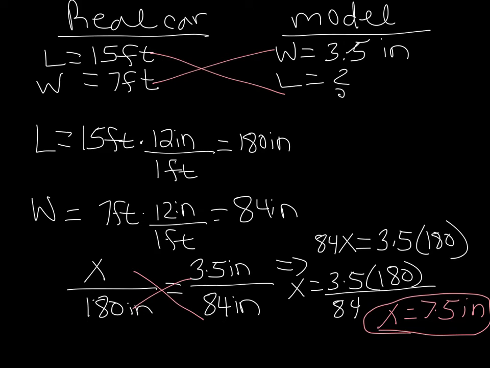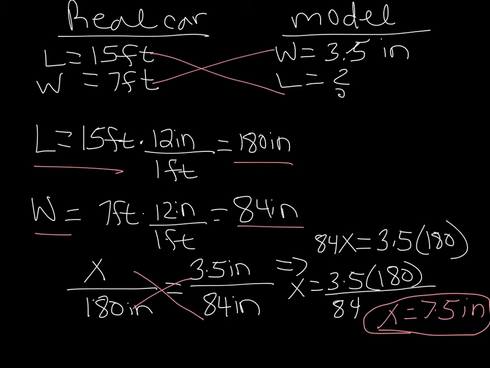So I chose to convert the length of the real car to inches and the width to inches, and then we could set up a proportion. Everything has to be in the same units here. So I took the length of the model all over the length of the real car equal to the width of the model all over the width of the real car. And then we were able to solve for x here and get 7.5 inches.